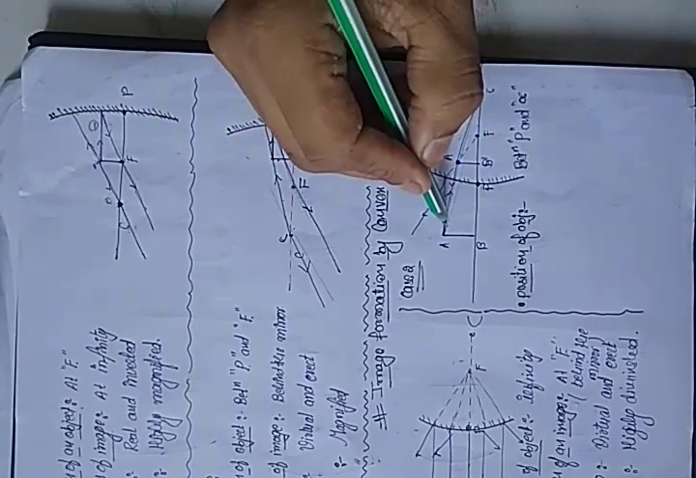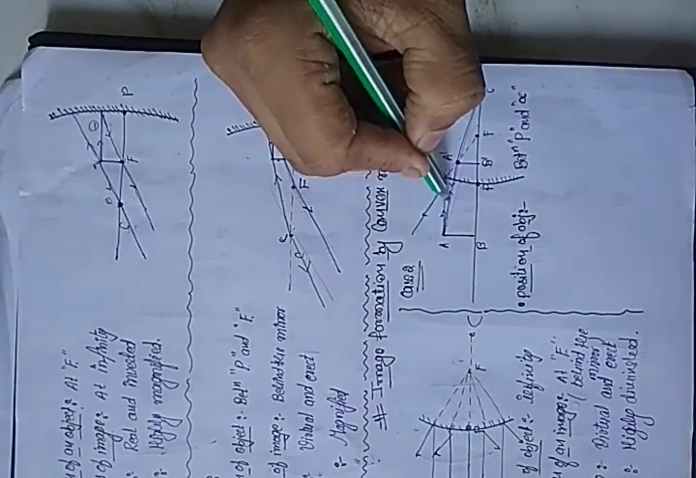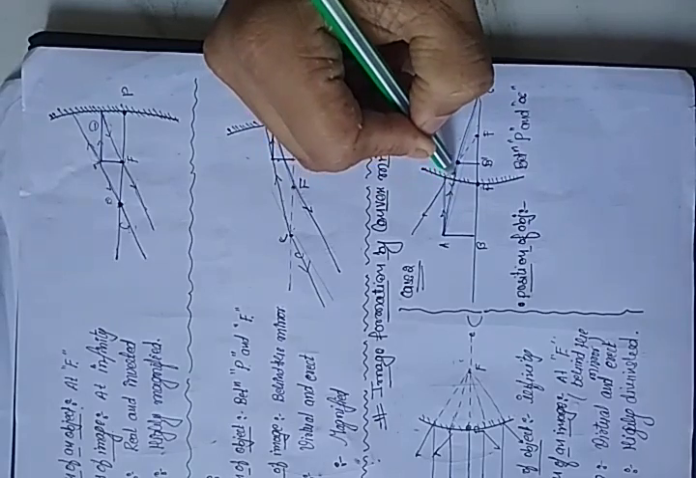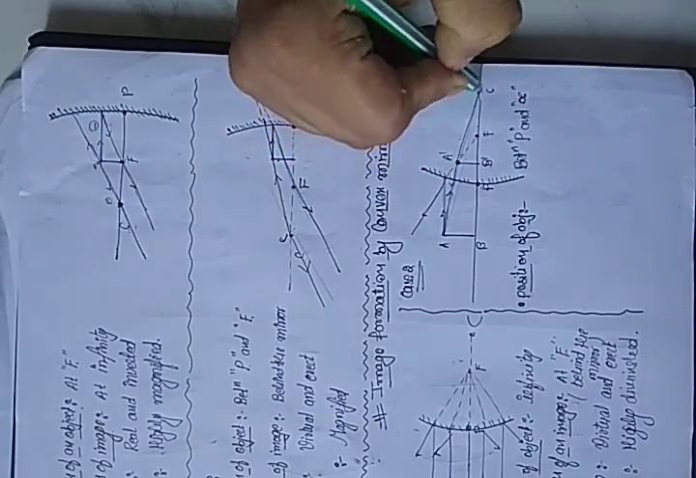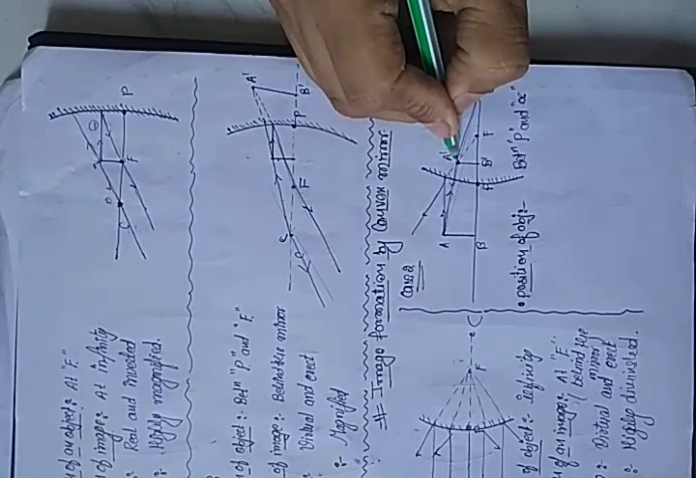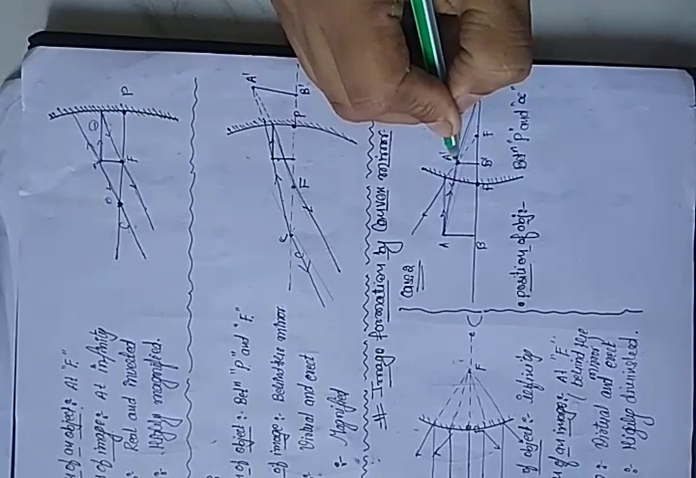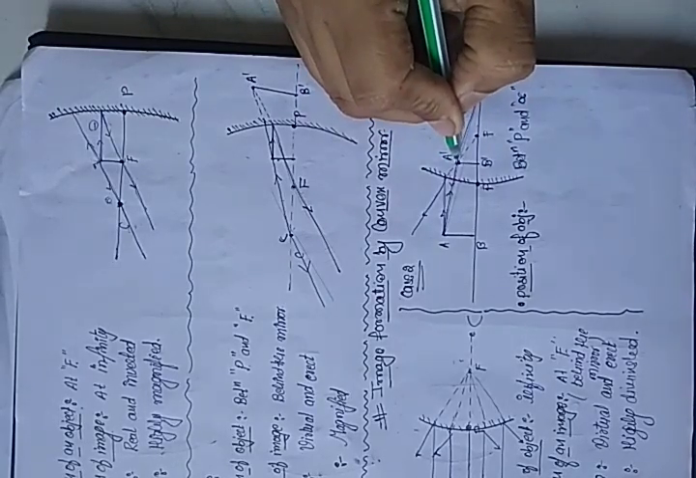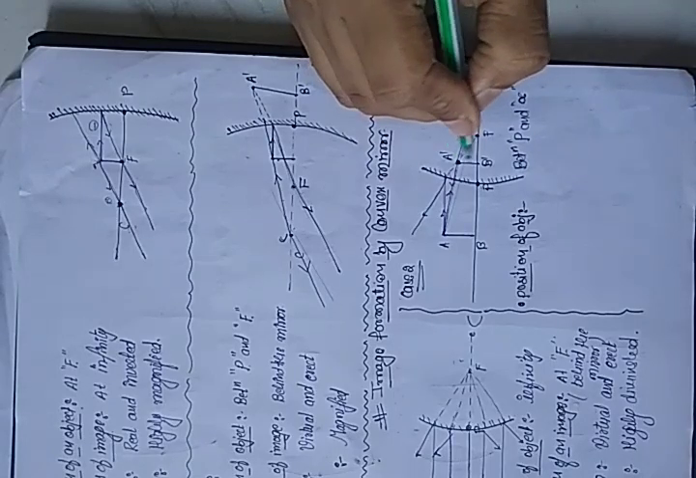Now rule number 3, pass a light through center. So I will pass a light, it will reflect back. I am trying to take it beyond the center. See, both the lights will meet at this point. These are the two reflecting lights. So at the point of intersection, we will get the image.